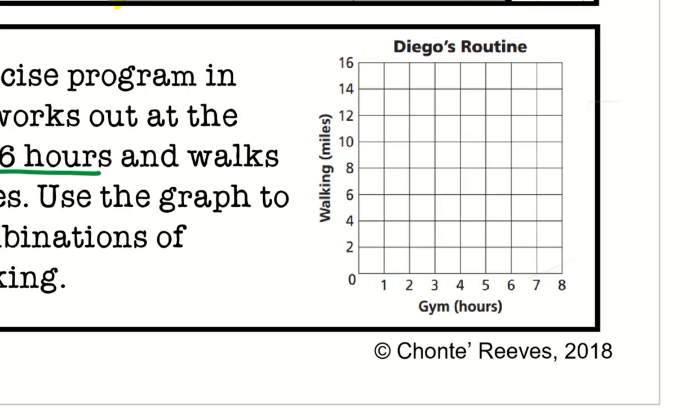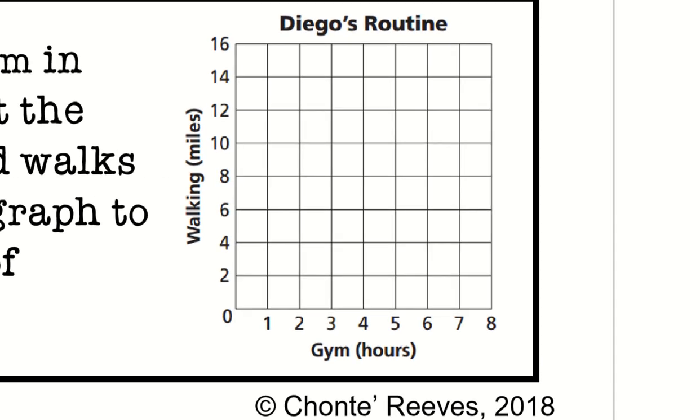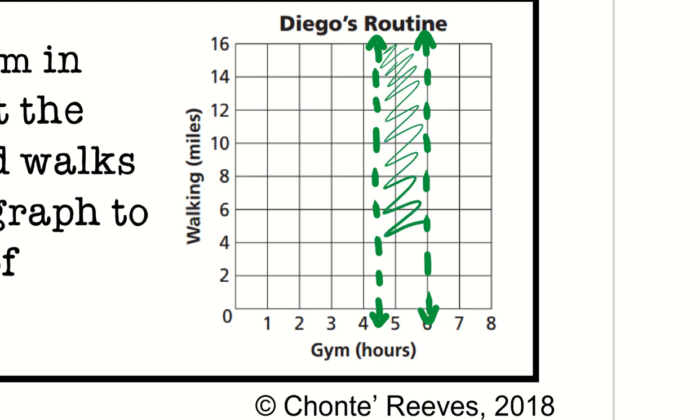So when I go to the gym, I'm going to go to those numbers. I'm going to go to 4.5, and we're going to draw a line straight up at 4.5. Not a solid line, because it didn't say equal to, it said between. And then 6 hours, so I need another dashed line. So this is the time frame this person is at the gym. Anything in between here would be solutions for times that this person is at the gym.